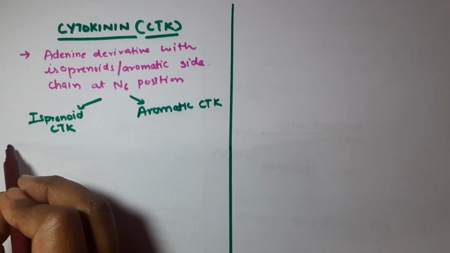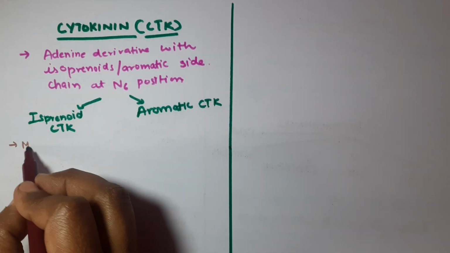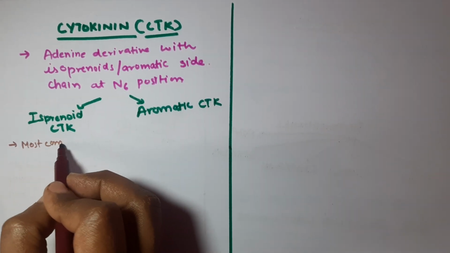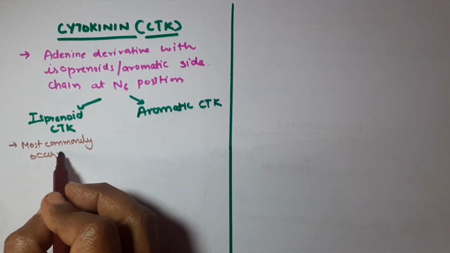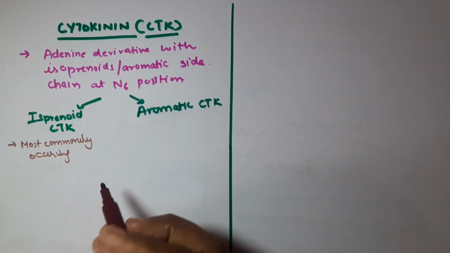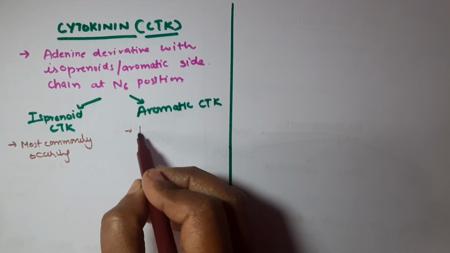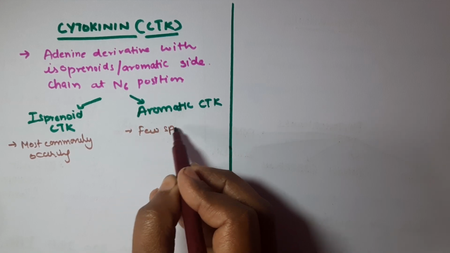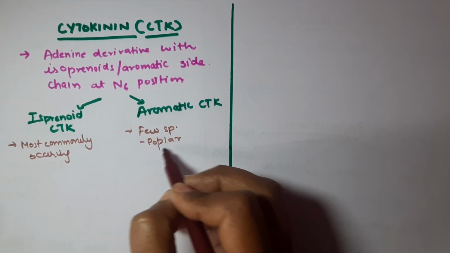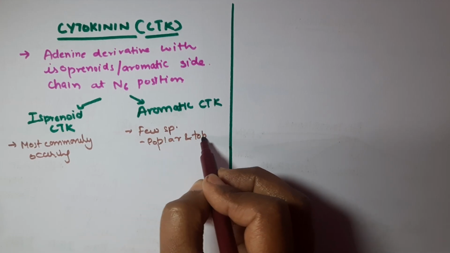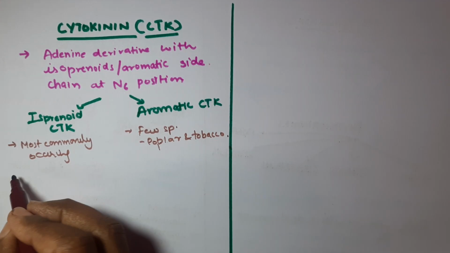So this isoprenoid is the most commonly occurring, and it is found in most of the plant species. And the aromatic type is occurring in only a few species such as poplar and tobacco, and there are some other species also.